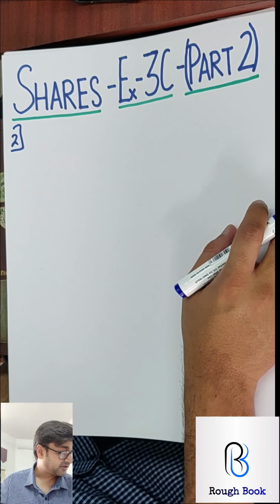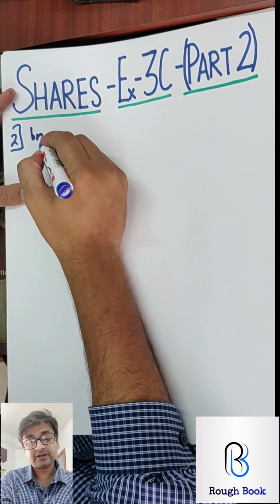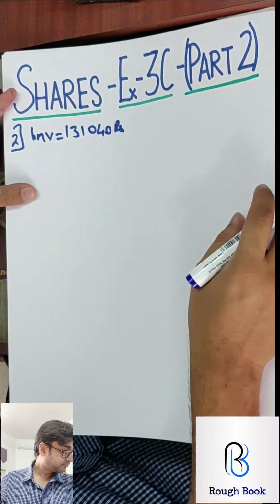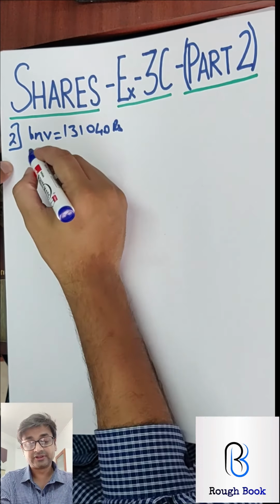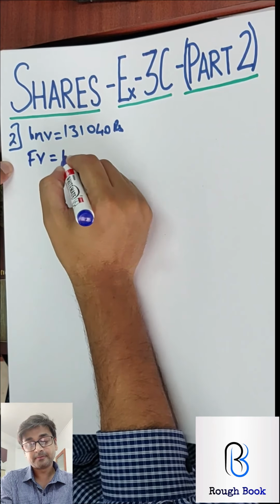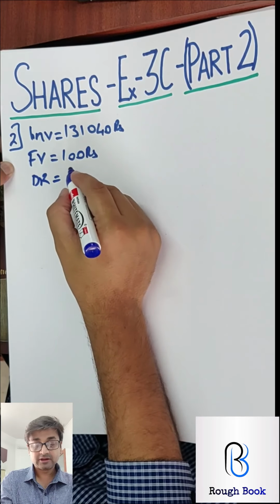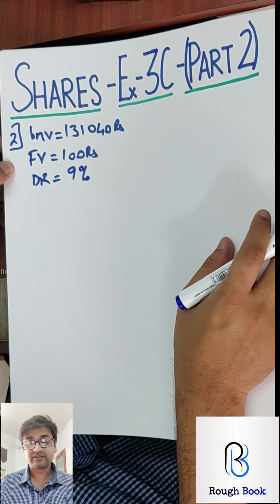Mrs. Kulkarni invests 1,31,040 rupees in buying 100 rupees shares at a discount of 9%. So investment is 1,31,040 rupees, face value 100 rupees, discount 9%. If she sells shares worth rupees 72,000.